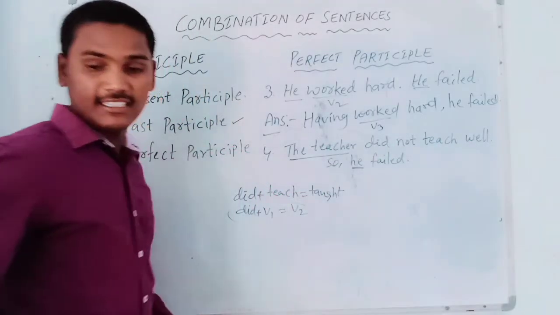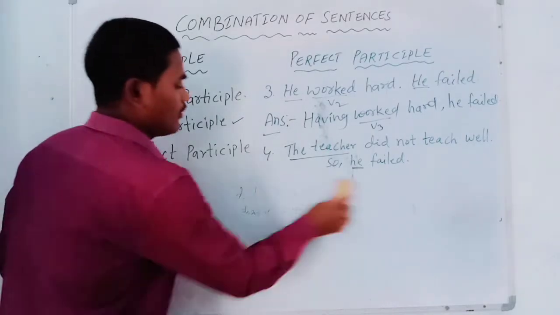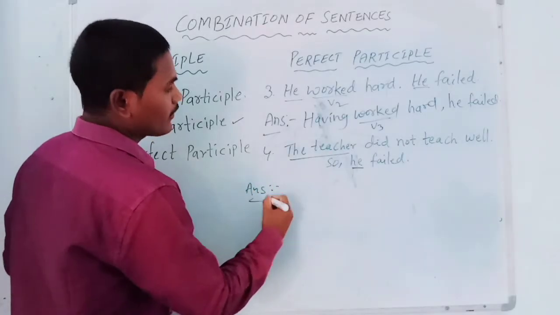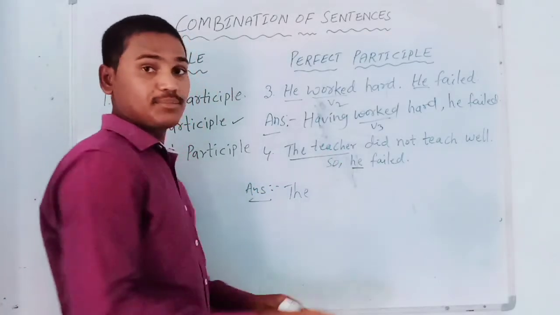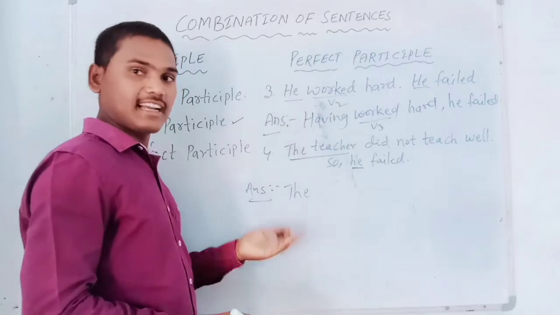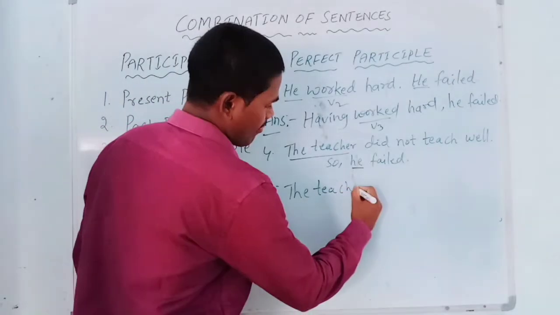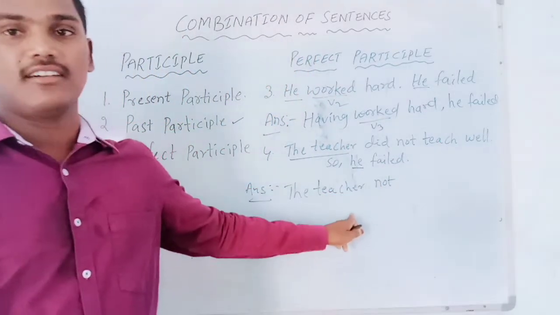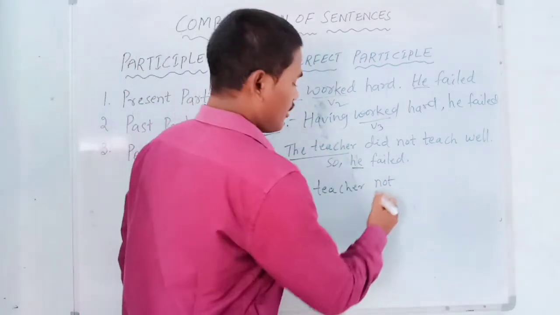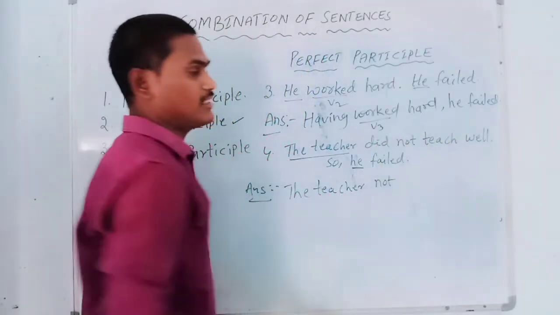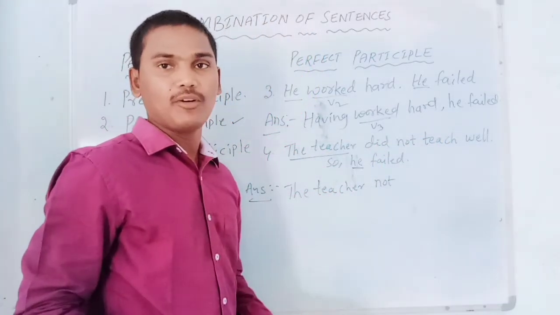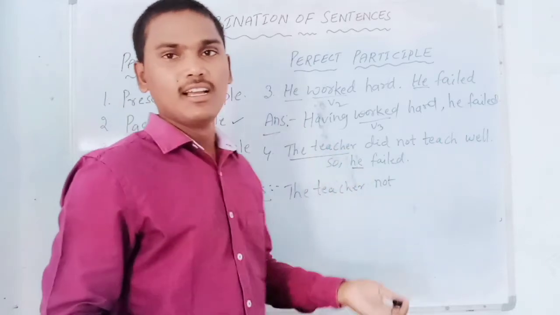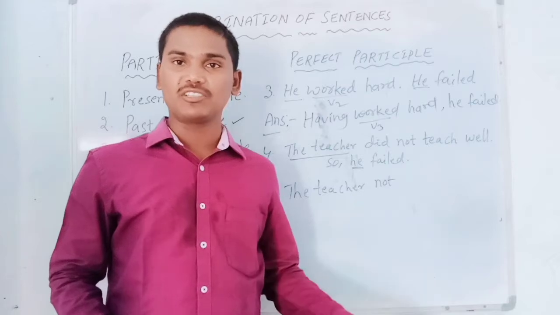In these cases, we have to write the answer like this. The teacher, because the subjects are different. That's why I am writing the teacher again in the answer. The teacher not. We have to write the negative word after the subject and before the main word. Not. So did do plus teach is equal to taught. Taught is a V2 form. So according to the rule in the perfect participle, what should we write? Having plus V3.